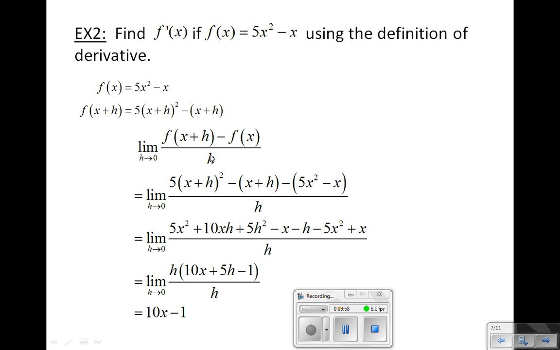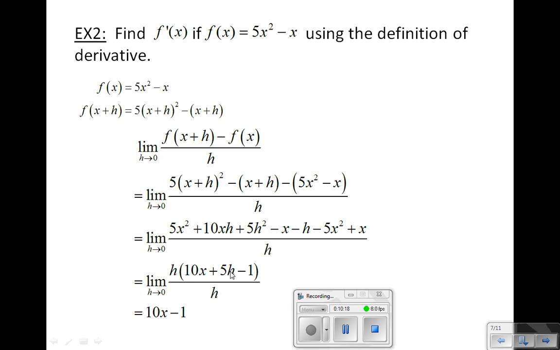Okay, so here's my equation for the derivative. I start plugging everything in. Again, the little tip that I gave you on the previous slide, the 5x squared will cancel with this 5x squared, and this minus x will actually become a plus x, and it's going to cancel with the minus x here. So all the terms that made up f of x will cancel with something earlier.